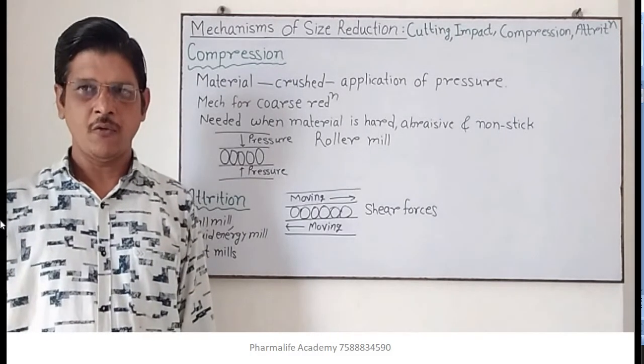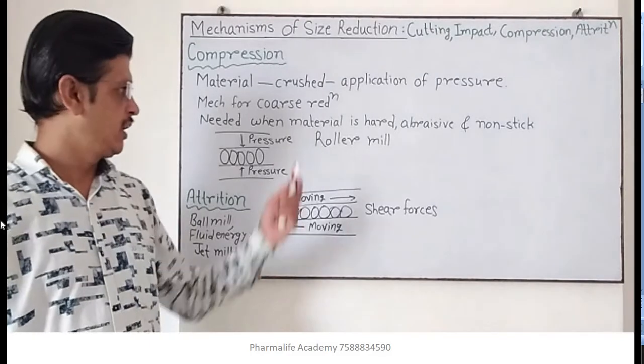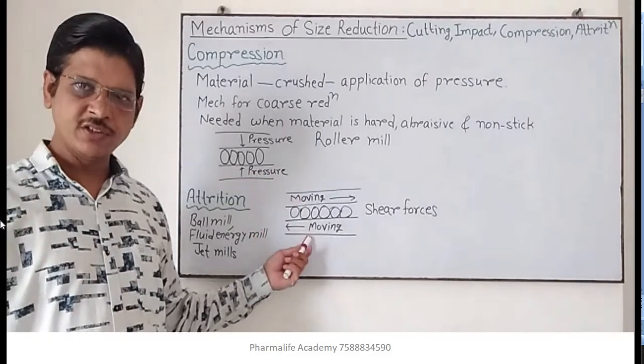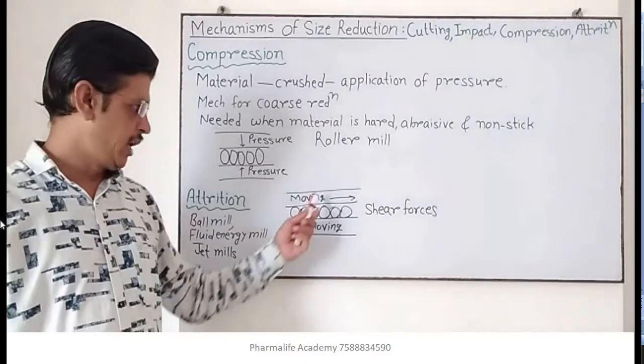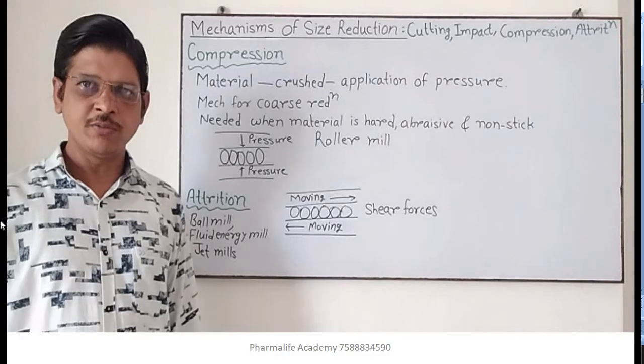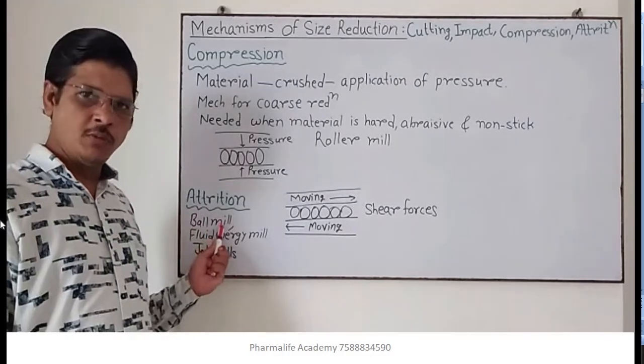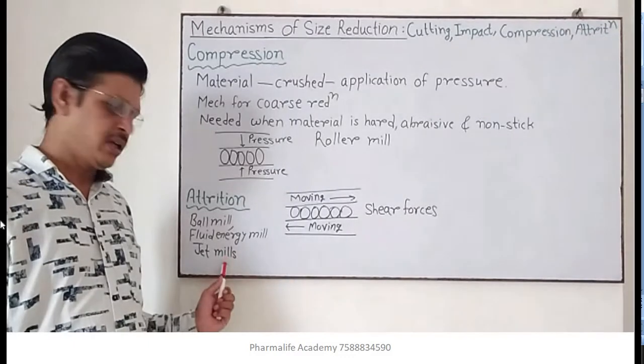Attrition occurs when the pressure is applied on the material as in compression, but the surfaces are moving relative to each other, resulting in shear forces which break the material. Attrition is used in ball mill, fluid energy mill and jet mills.